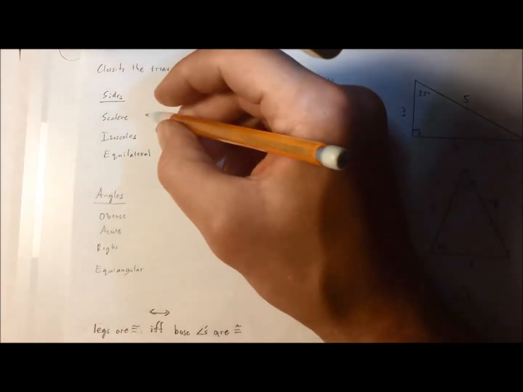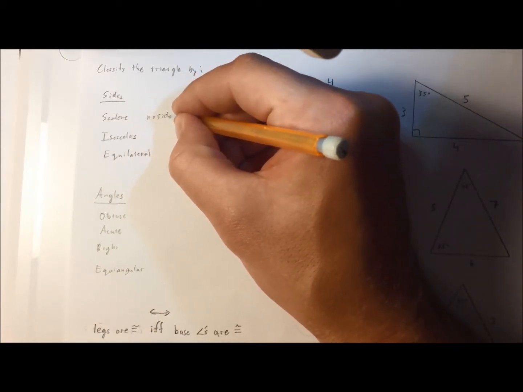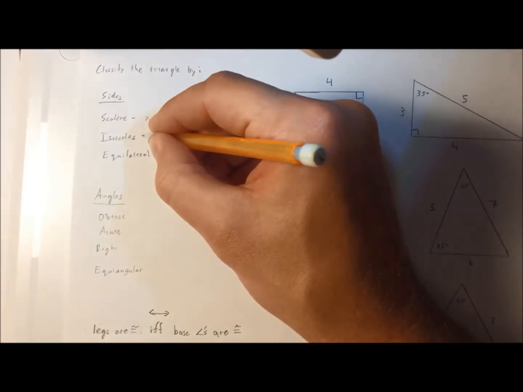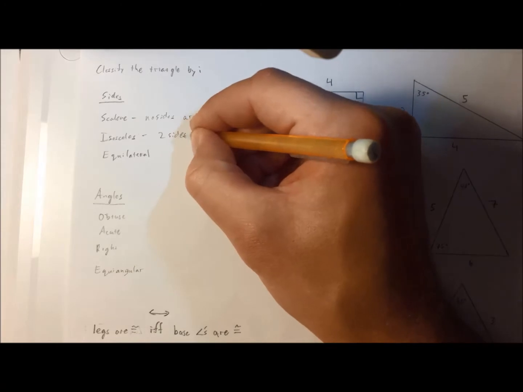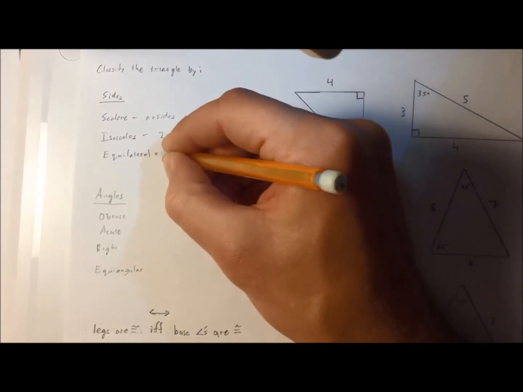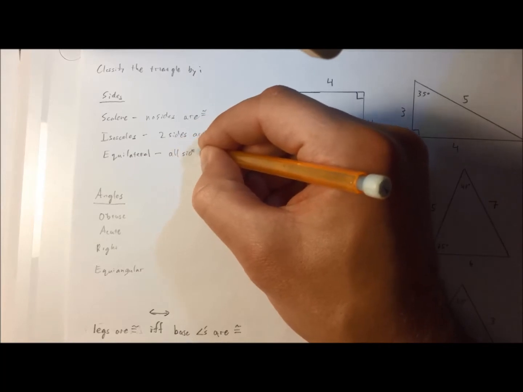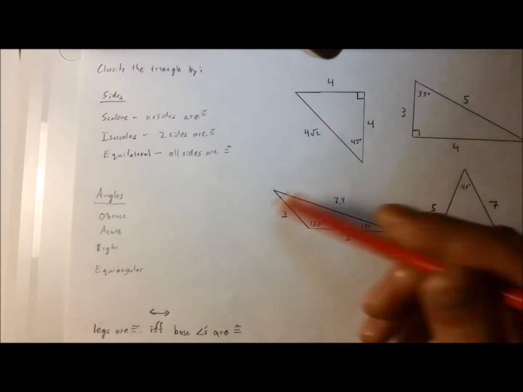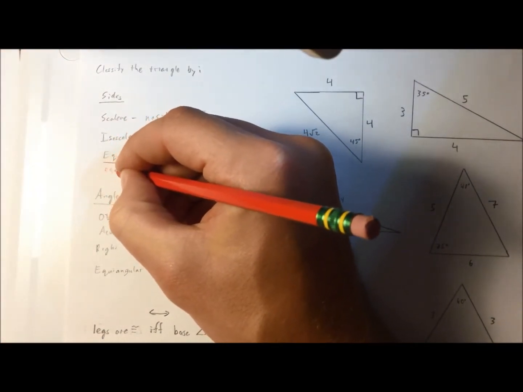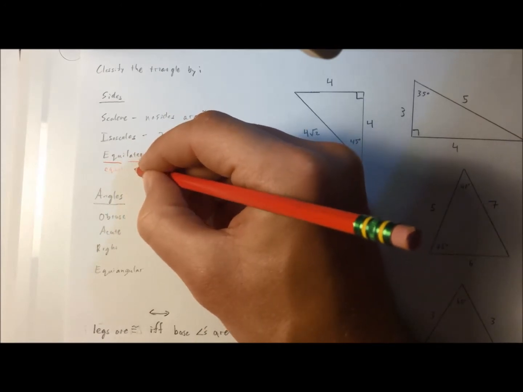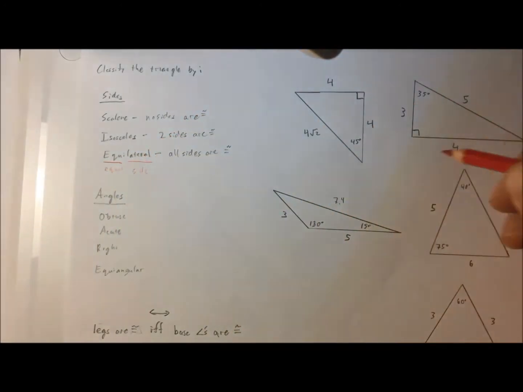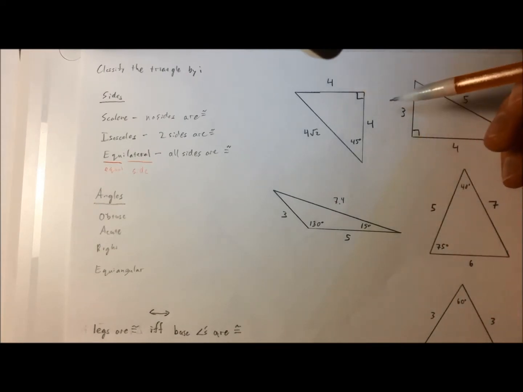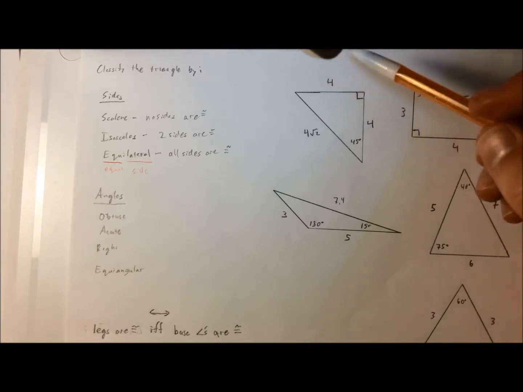If it's scalene, then no sides are congruent. If it's isosceles, two sides are congruent. And if it's equilateral, all sides are congruent. Equilateral, of course, coming from equi for equal, and lateral for side. If you throw a lateral pass in football, it's a side pass. Pass the sideline. So we're going to start by looking at some of these triangles.